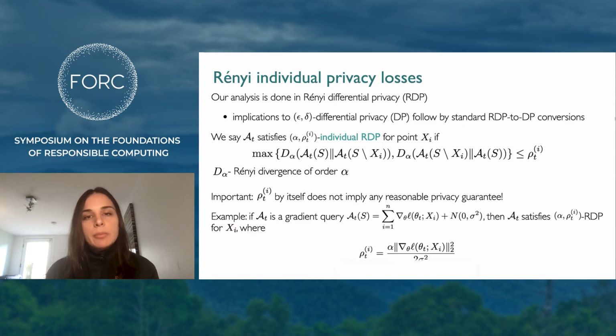To give one example, if algorithm A_T is a gradient query, so we want to sum up all the gradients and add Gaussian noise, then this algorithm will satisfy (alpha, rho_T^i) Rényi differential privacy for x_i, where this rho_T^i parameter is proportional to the squared norm of the gradient for that specific point x_i. So in particular, the loss depends on the realized gradient and not some hypothetical worst-case bound, which would often be implied by, say, a clipping parameter.